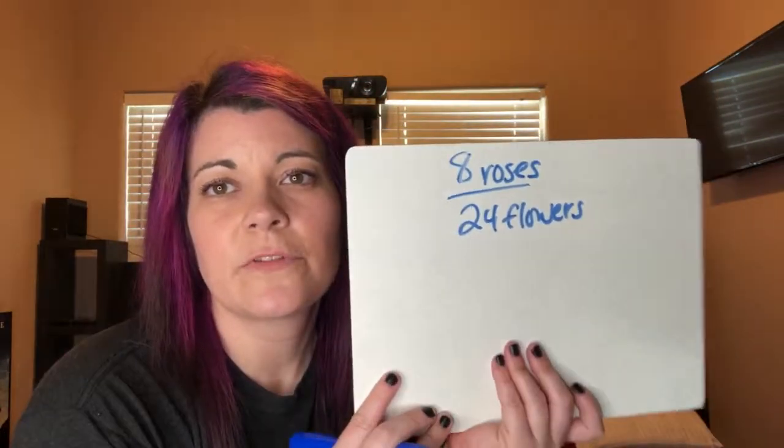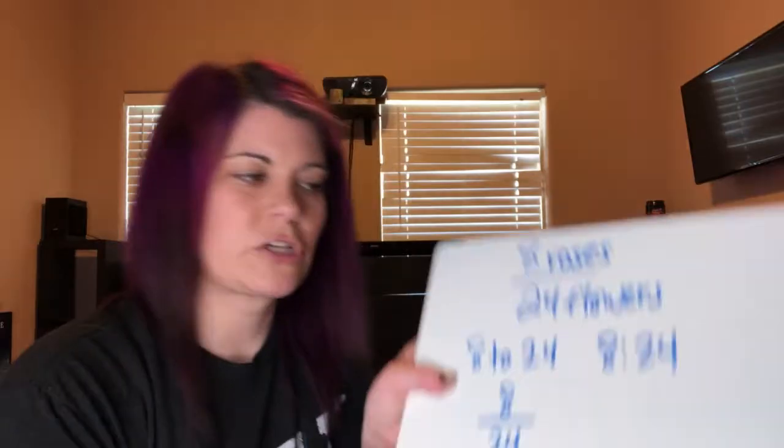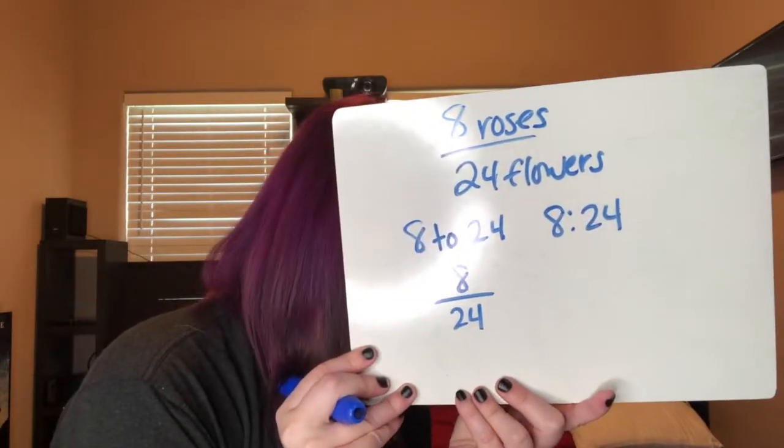Now, okay, I want you to give this ratio in 3 different forms. 8 roses to 24 flowers. In the 3 different forms, we write 8 to 24, we write 8:24, and we write 8/24 as a fraction. So those are the 3 different ways we can write that ratio.